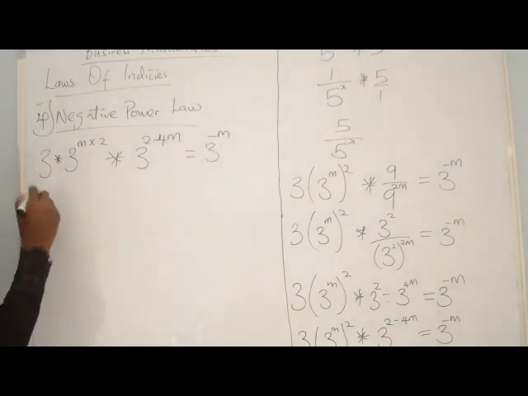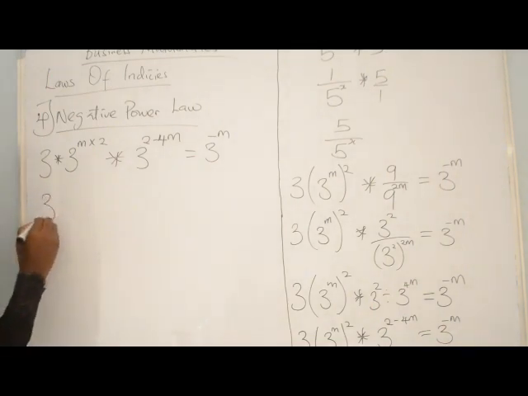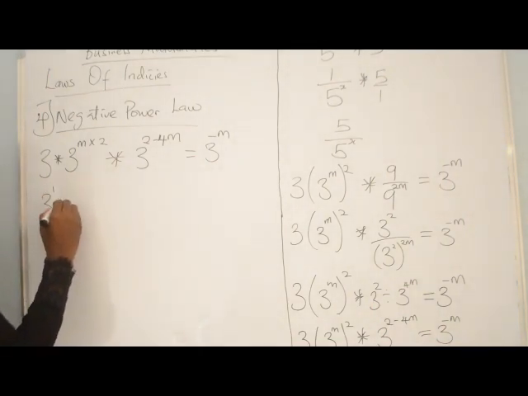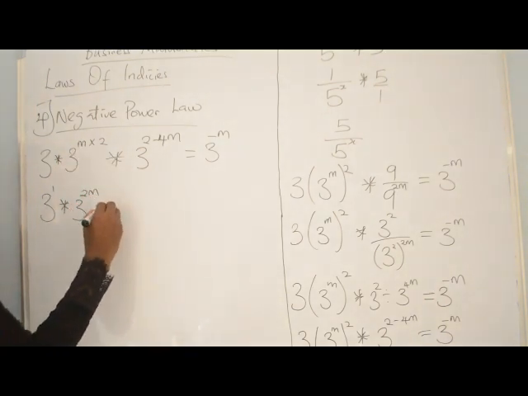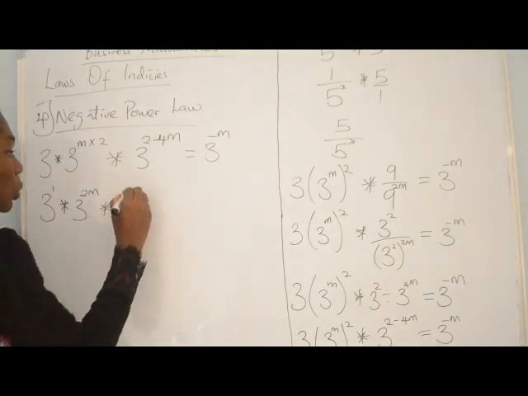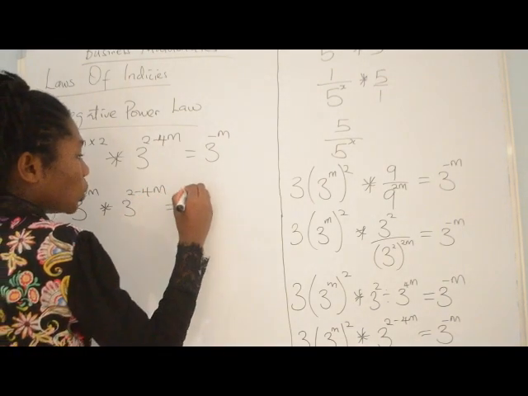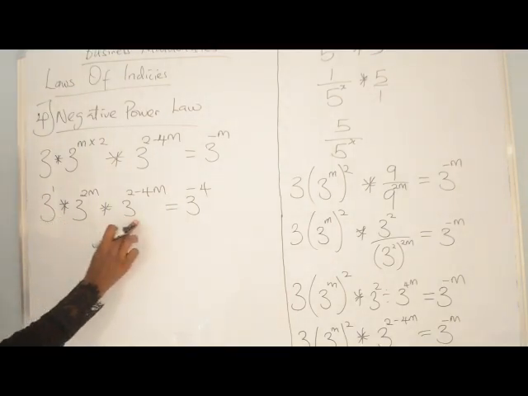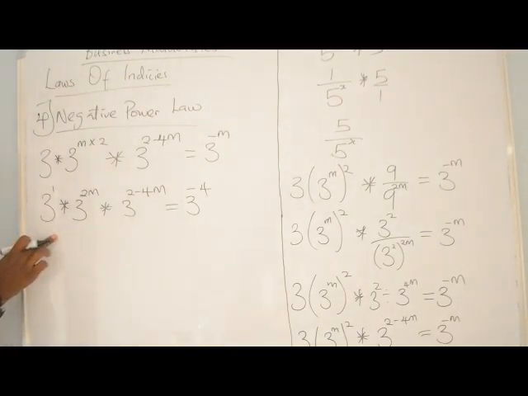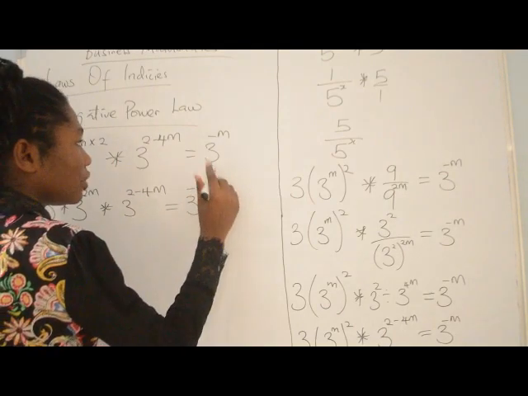Okay, so multiplying. Remember, 3 can also be written as 3 raised to power 1. So I'll be using 3 raised to power 1 multiplied by 3 raised to power, this will give us 2m, right? Multiplied by 3 raised to power 2 minus 4m to be giving us 3 raised to power minus m. Alright, now since it is all multiplication and the bases are same, we'll be simply, okay, sorry, m, it was our m.